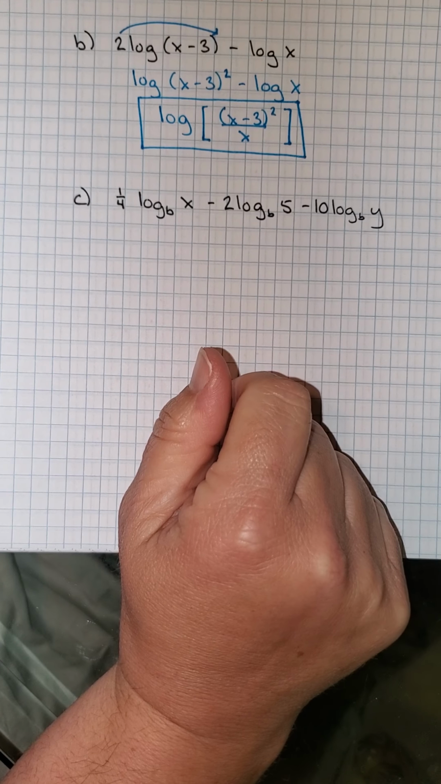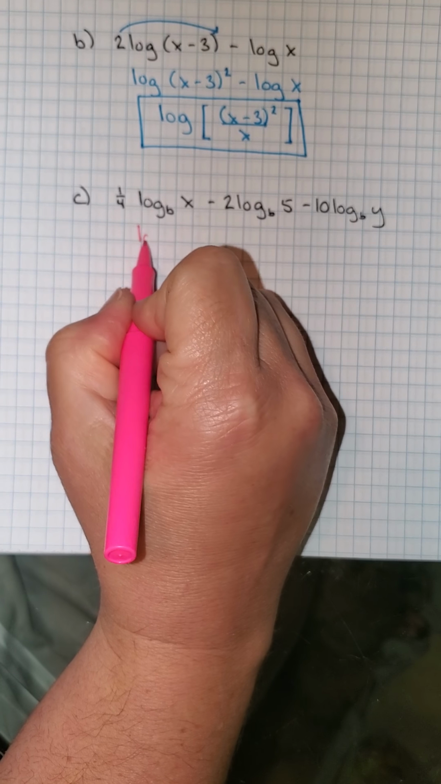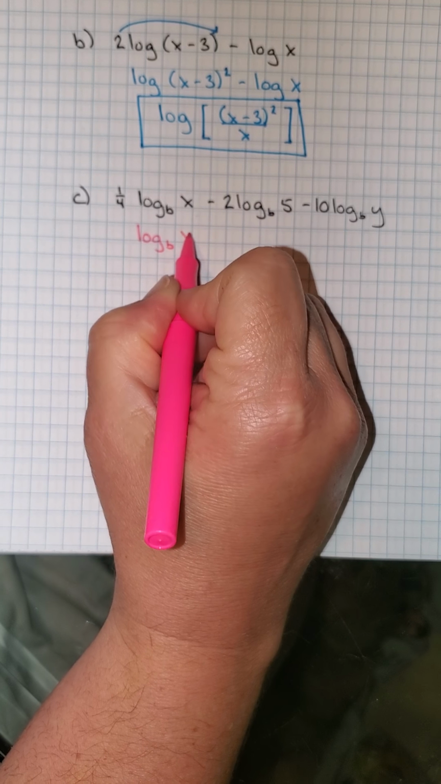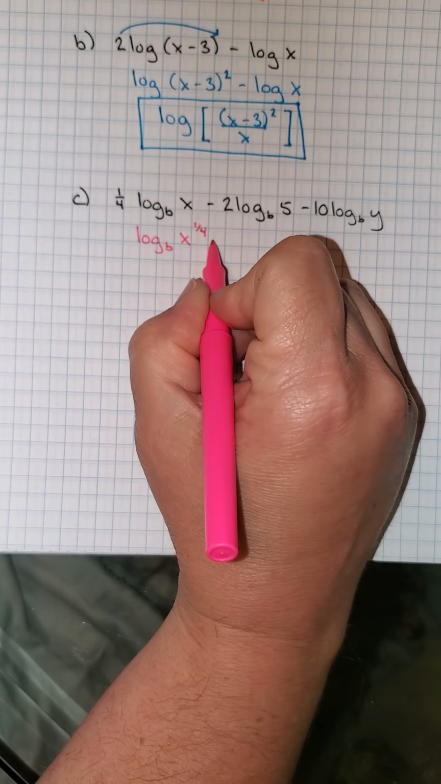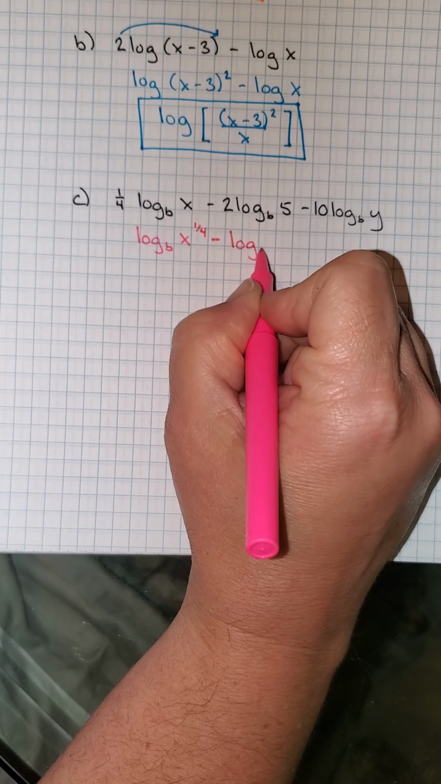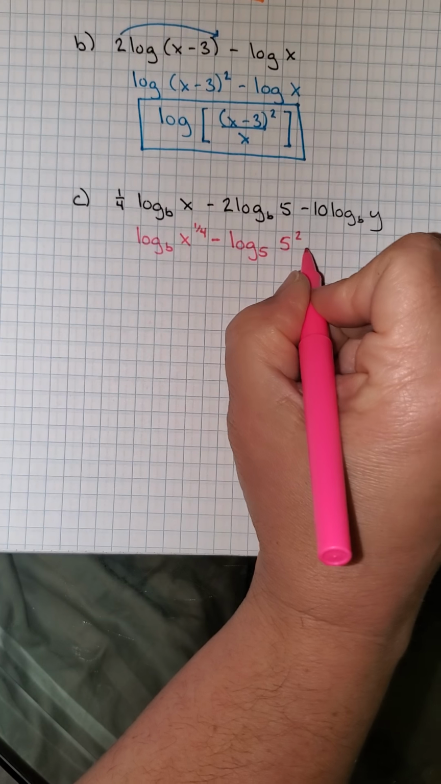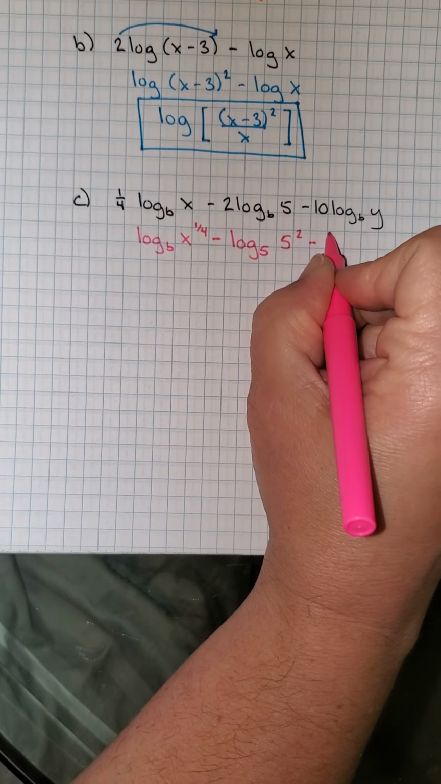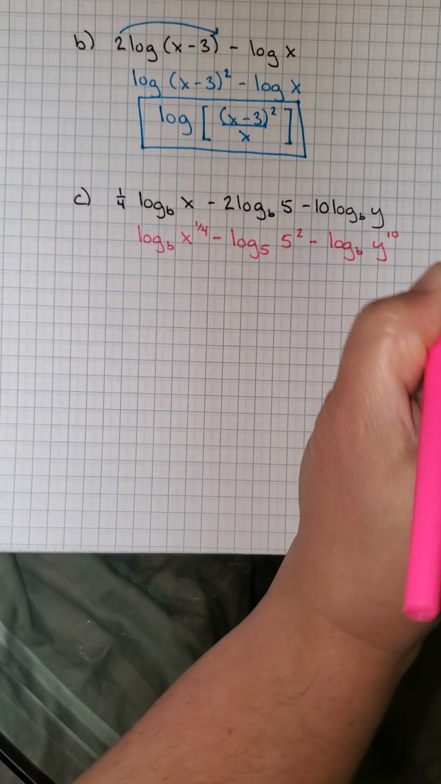But I'm going to deal with the powers first. So this will be log base b of x. And then the 1/4 from the front comes up to a power. Here the 2 from the front comes up to a power. So log base b of 5 squared minus, and then the 10 comes up to a power. Log base b of y to the 10th.